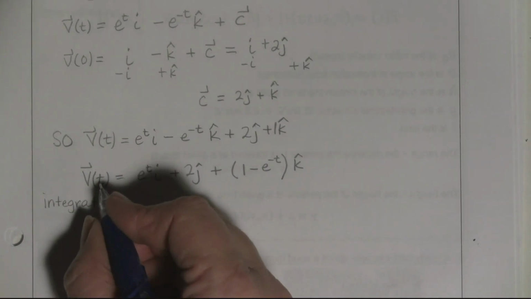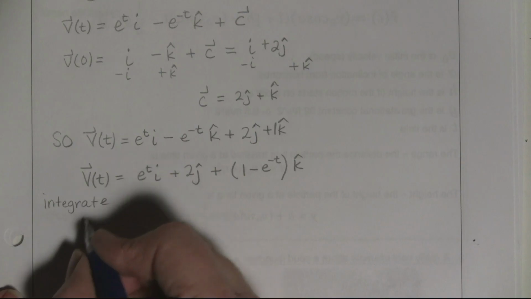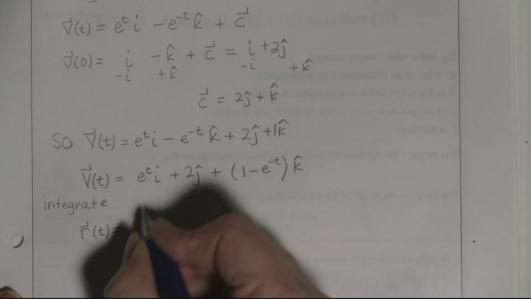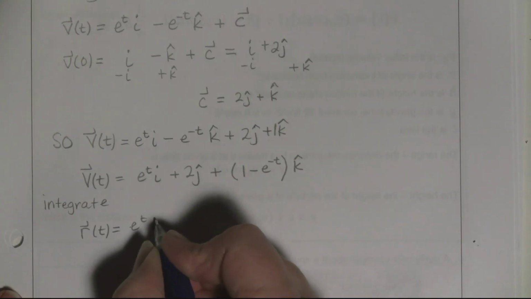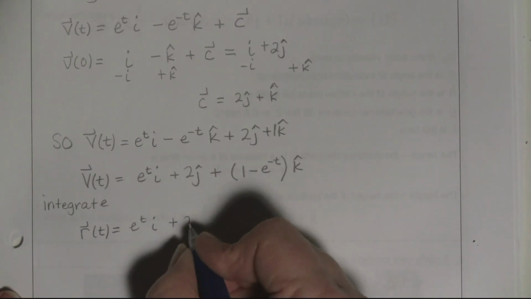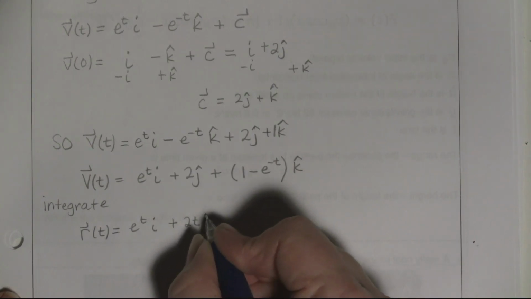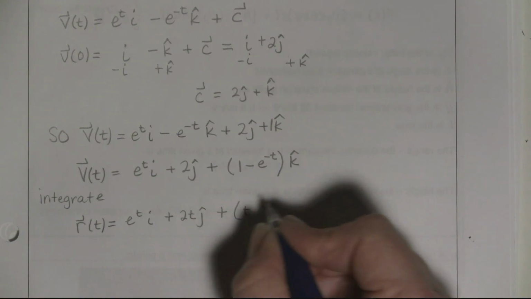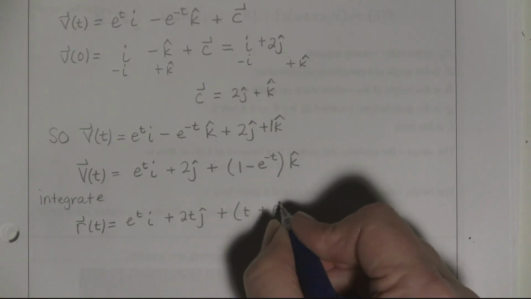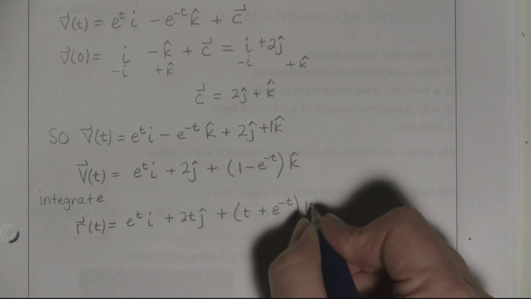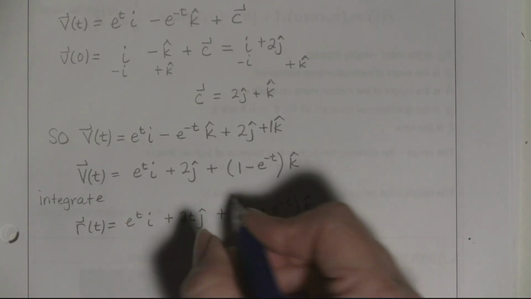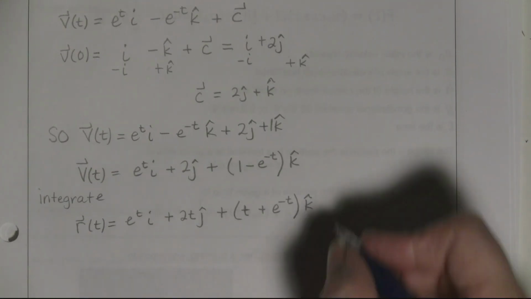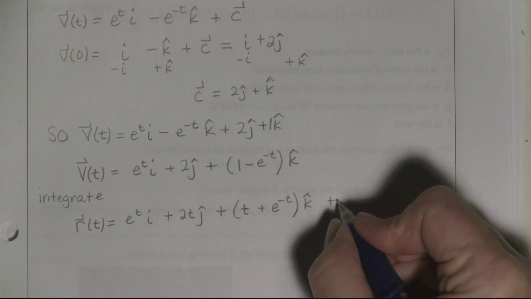So when you take the antiderivative of the velocity, you get the position vector. When you integrate that, you get e to the t i. I love that one. That's pretty easy. 2t j. That one's not too bad either. And then here I'm going to get plus t, and then this would be plus e to the negative t, and then k. Okay. So plus, I almost forgot, a constant.